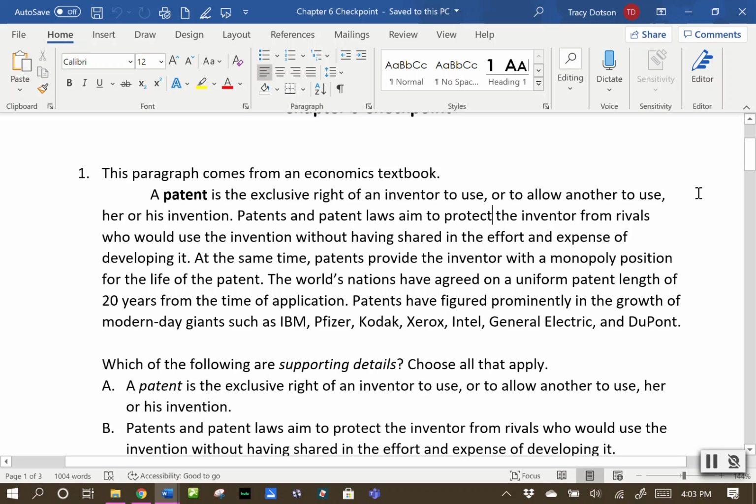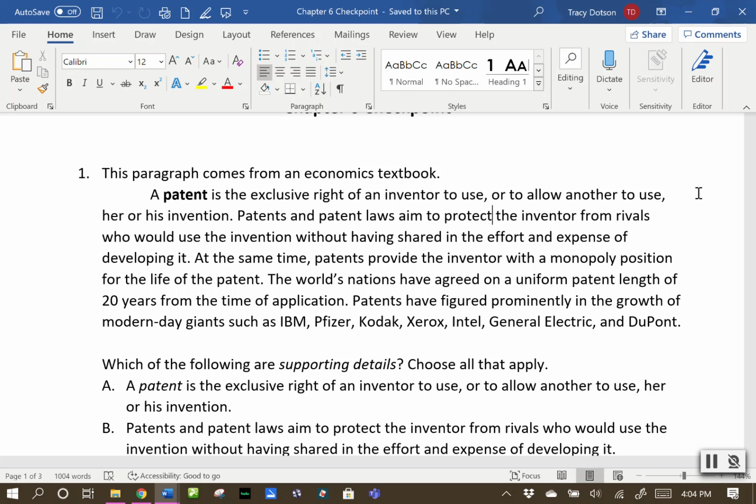A patent is the exclusive right of an inventor to use or to allow another to use her or his invention. Patents and patent laws aim to protect the inventor from rivals who would use the invention without having shared in the effort and expense of developing it. At the same time, patents provide the inventor with a monopoly position for the life of the patent. The world's nations have agreed on a uniform patent length of 20 years from the time of application. Patents have figured prominently in the growth of modern-day giants such as IBM, Pfizer, Kodak, Xerox, Intel, General Electric, and DuPont.